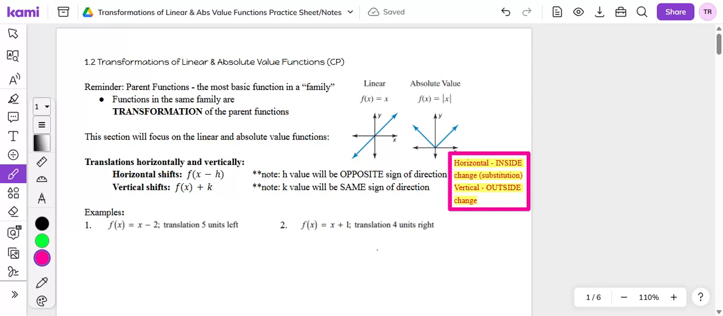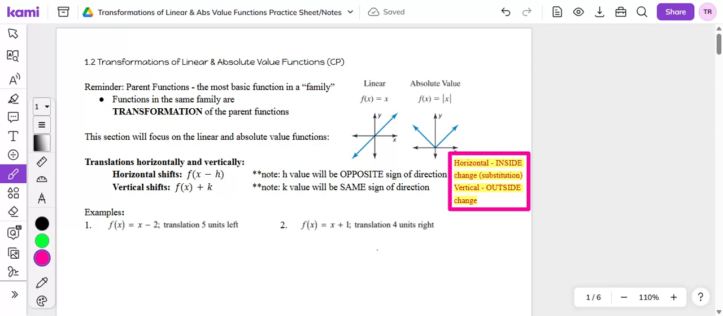So in the previous lesson, we focused on four main parent functions: the constant, the linear, absolute value, and quadratic, and the transformations of those four, what we saw visually happening when we were graphing them in Desmos.